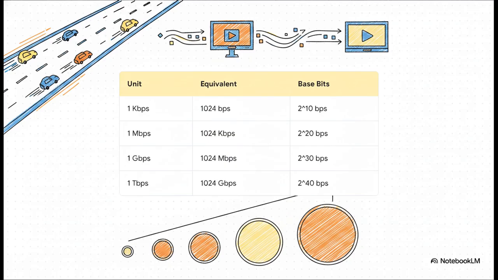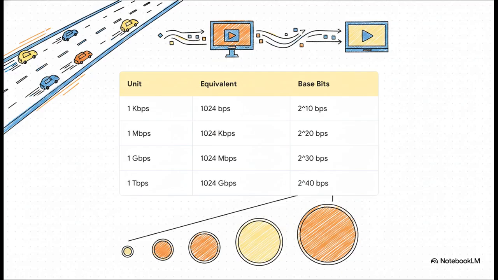See, data travels in signals, carrying bits. We start down at the bottom with basic bits per second, or BPS. Then we scale up, kilobits, megabits, gigabits, all the way up to those massive terabit speeds. To put that into perspective, a terabit is over 1 trillion bits per second.